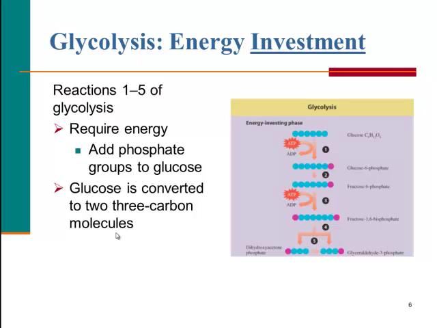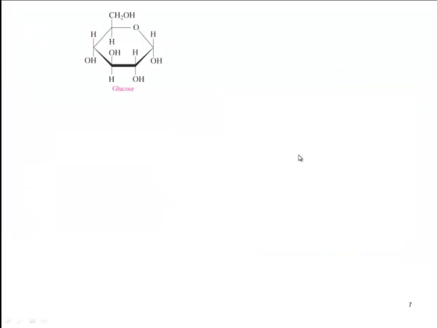However, to start that off, we have 2 early steps in the pathway that are going to require the use of ATP. And we're going to look at these in very specific detail. So we're starting out with a glucose molecule. The glucose molecule is the same molecule that you have learned how to draw in chapter 15.